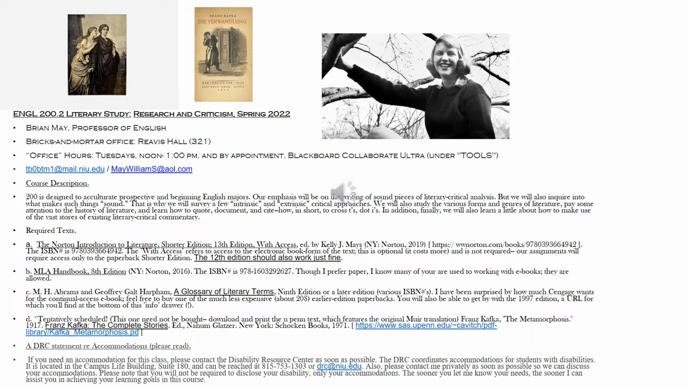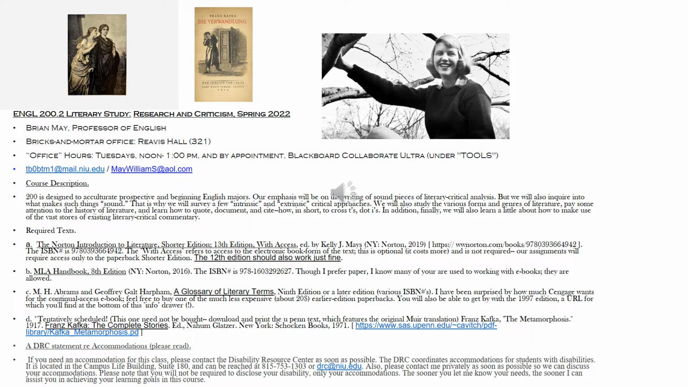The course description, for example, the required texts. Again, my guess is many of you already have the books at this point because this information has been available for several days. But the gist of it is, by far the most crucial of these books is the Norton Introduction to Literature, the shorter edition. If you possibly can, the 13th edition of this book by Kelly J. Mays, no relationship to me. Of course, she has an S on the end of her name, right? So you never would have thought that.